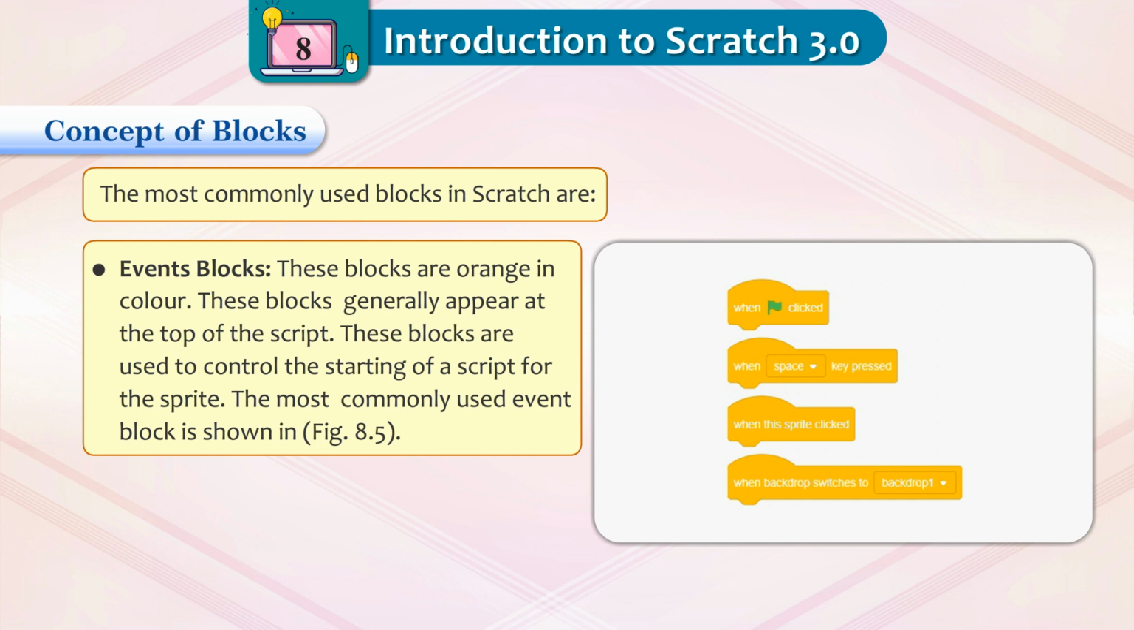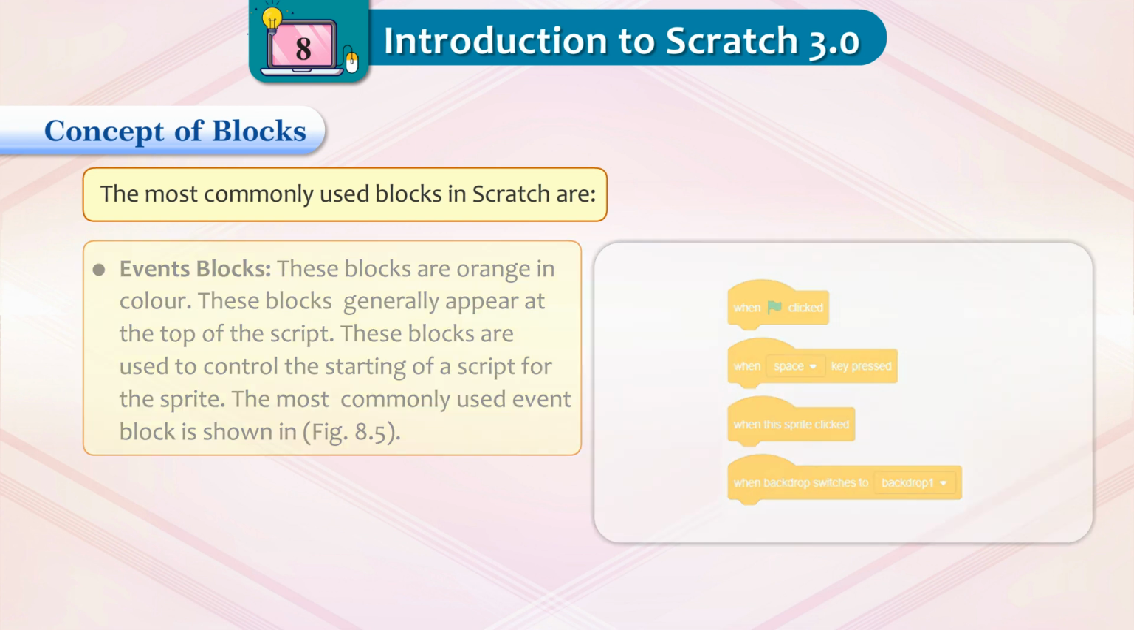Concept of blocks. The most commonly used blocks in Scratch are Events blocks. These blocks are orange in color. These blocks generally appear at the top of the script. These blocks are used to control the starting of a script for the sprite. The most commonly used event block is shown in Figure 8.5.